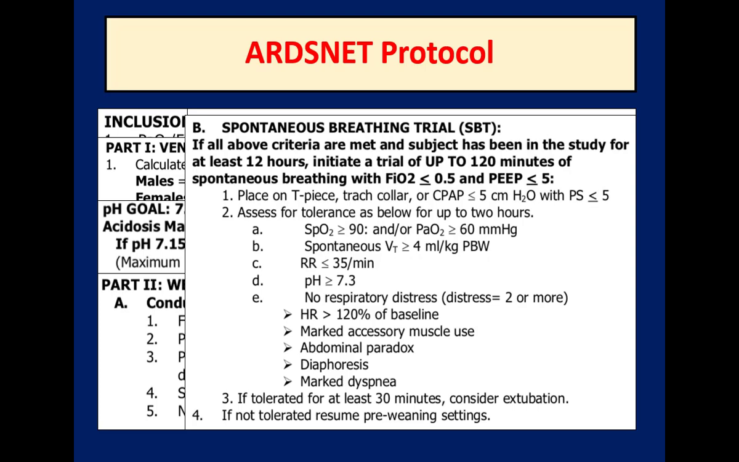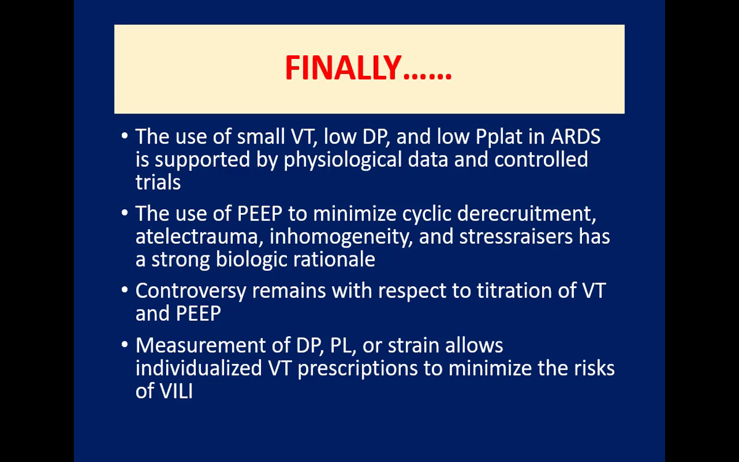Spontaneous breathing trial: if the criteria are met and the subject has been in the study for at least 12 hours, initiate a trial of up to 120 minutes of spontaneous breathing with FiO2 less than or equal to 0.5 and PEEP 5. On the SBT, assess the tolerance as below, for up to 2 hours. Look at the SpO2, PO2, spontaneous tidal volume, respiratory rate, pH, and no respiratory distress. If tolerated for at least 30 minutes, consider extubation. If not tolerated, resume the pre-trial settings.